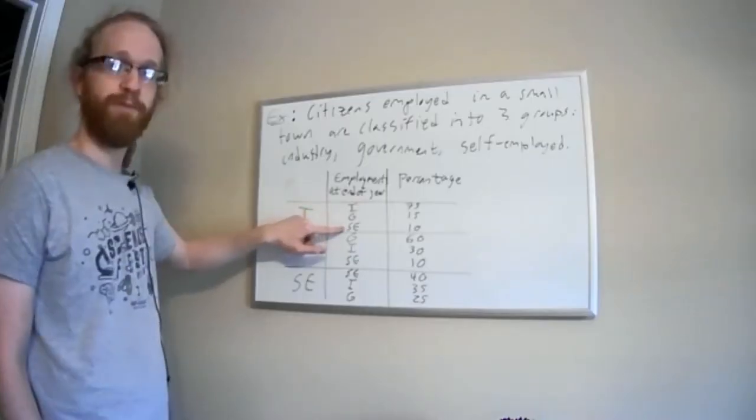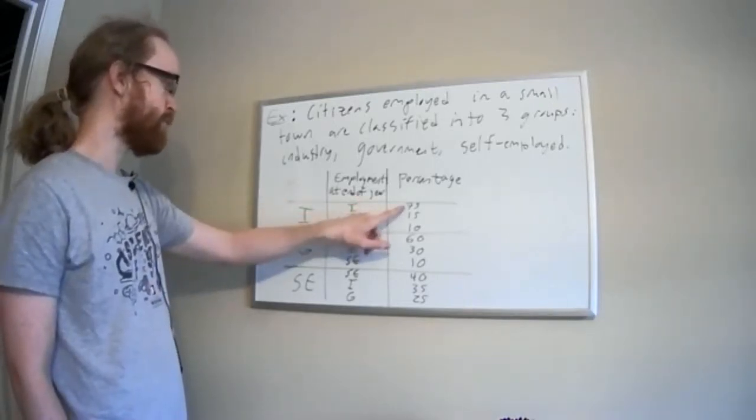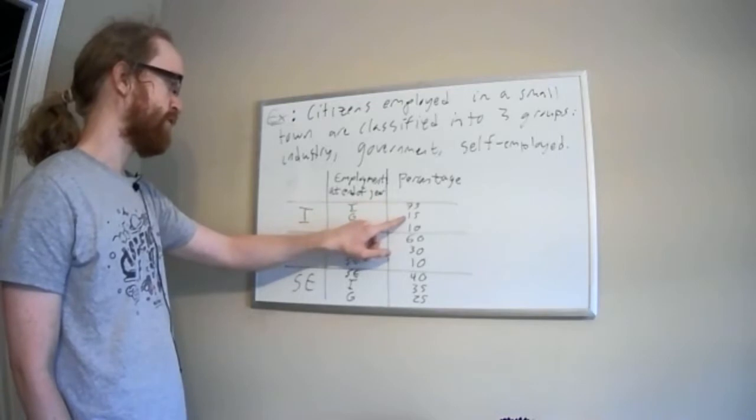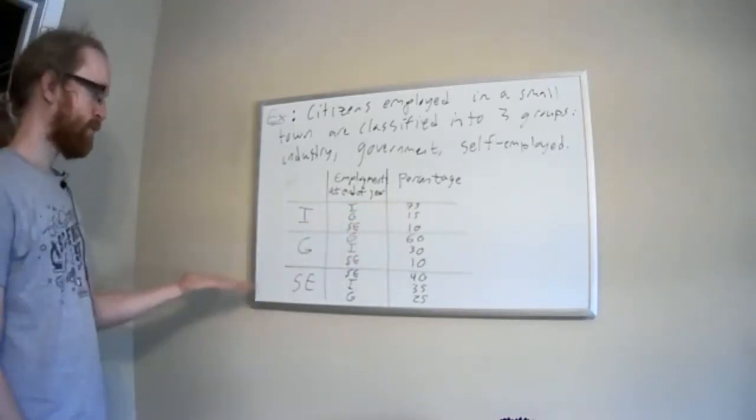or switch to self-employed. And so if you're in industry, what I'm saying is 75% of those industry people are going to stay in industry, 15% will switch to government, and 10% will switch to self-employed. Similar things for the other rows.